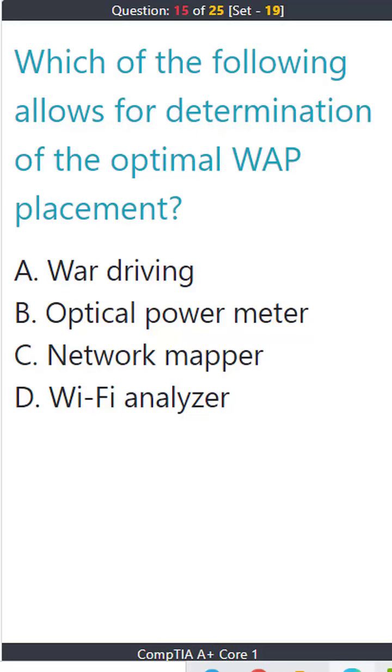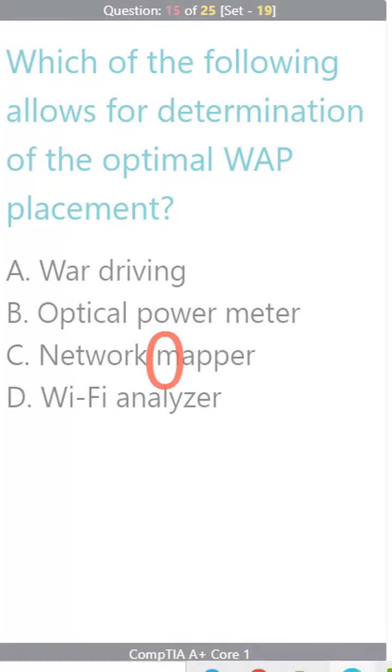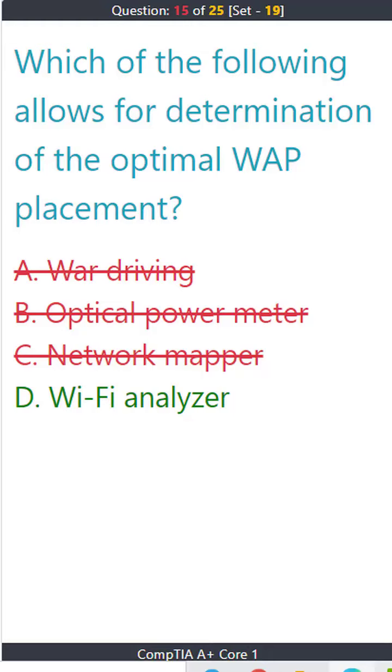Question 15. Which of the following allows for determination of the optimal WAP placement? A. War driving. B. Optical power meter. C. Network mapper. D. Wi-Fi analyzer. The correct answer is D. Wi-Fi analyzer.